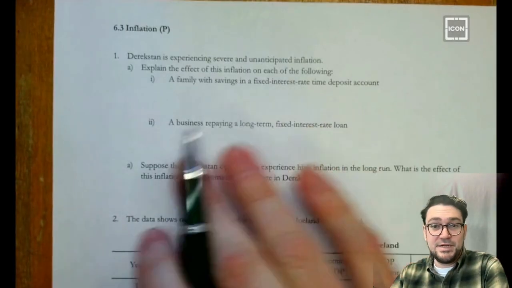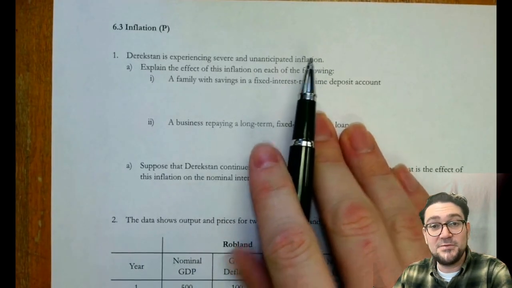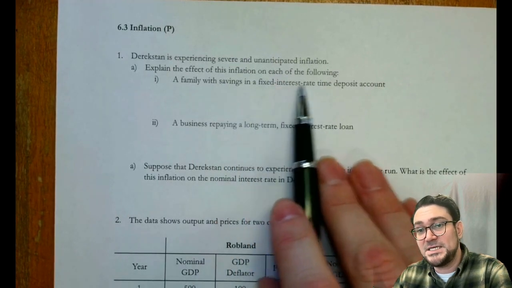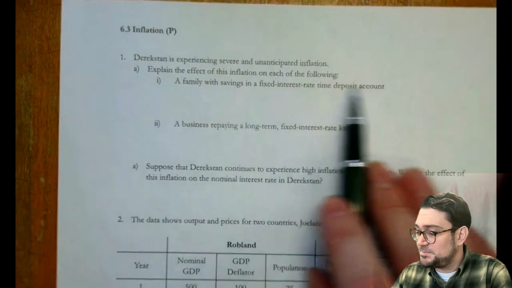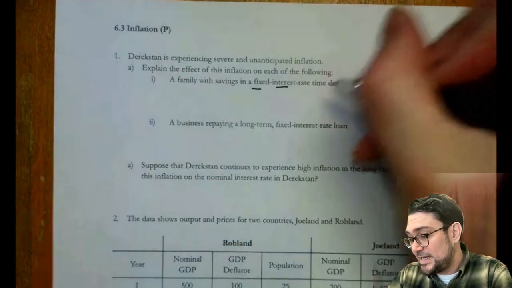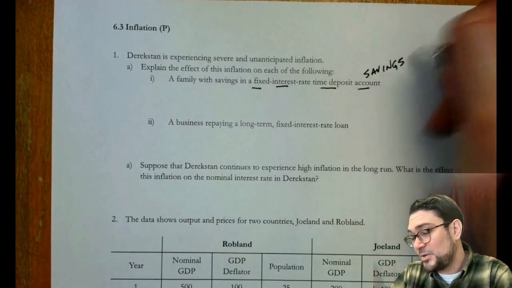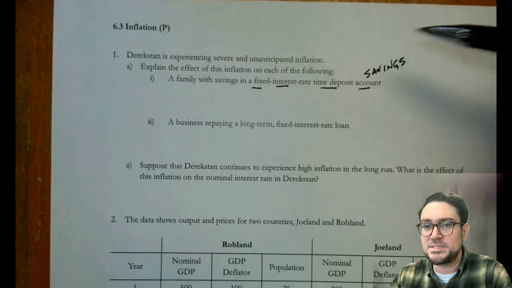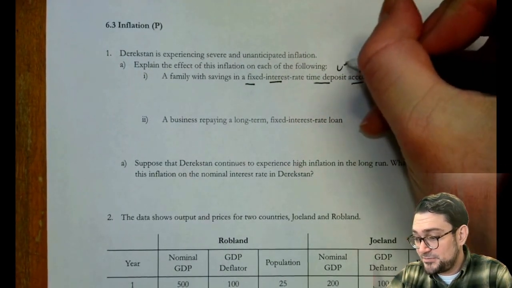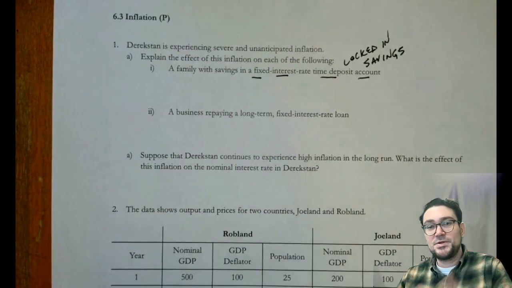Okay, so beginning with Derek Stan here, experiencing severe and unanticipated inflation. Well, that's too bad for Derek Stan. Explain the effect on the following: a family with savings in a fixed interest rate time deposit account. So this is a mouthful up here, but it's saying that you're paying fixed interest in a time deposit account. That's a savings account of some kind. And we'll come back later and talk about different types of savings accounts. But it's paying a fixed interest rate, and it's a time deposit, so it's kind of a locked in savings. Now, this person can't pull their money back out.